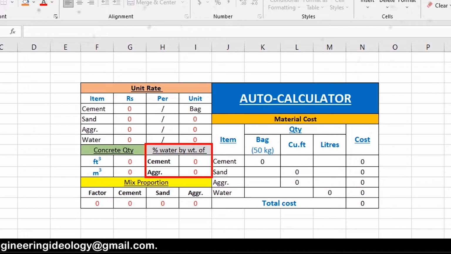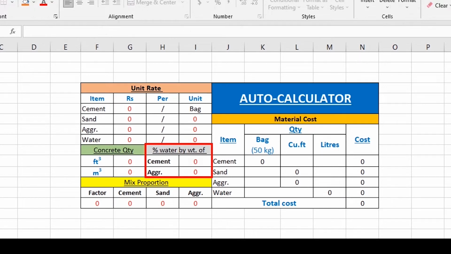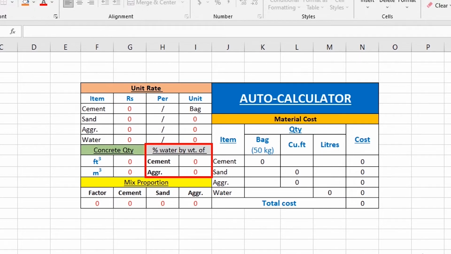We can also find the quantity and cost of water required for the concrete mix by just entering two values. And finally, we have to define the mix proportion for cement, sand and coarse aggregate to exactly work out their quantities for preparing concrete, along with the factor to convert wet mix into dry mix. If you are calculating the ingredients of cement mortar, just leave the aggregate cell empty.